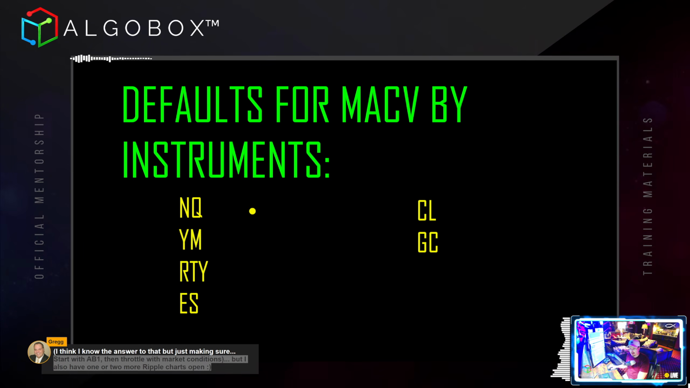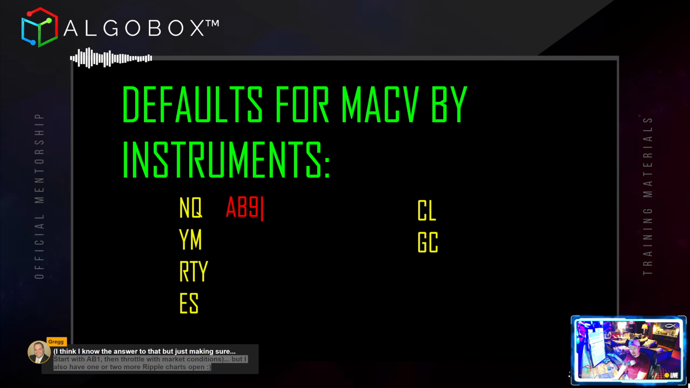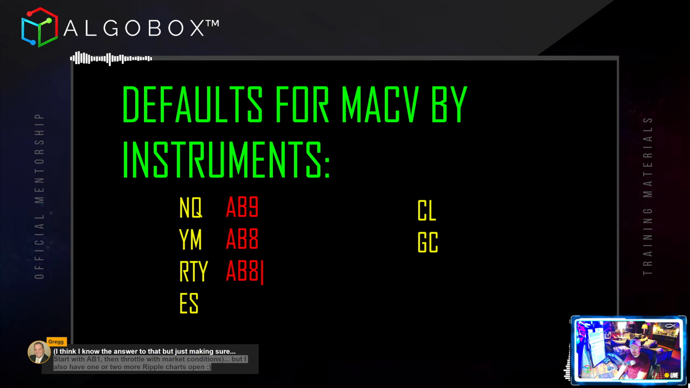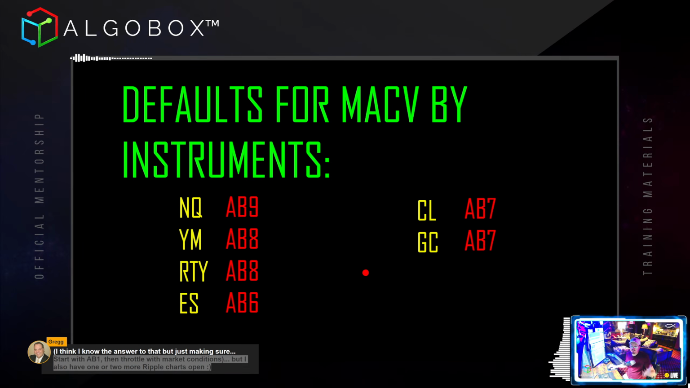Okay, so the MACV local. Remember we talked about local, what you're going to do on the chart itself that you're going to be looking at. You're going to adjust those. And these are already built in internally to the MACV Ultimate. They're already built in this way. So I'll tell you what these are here. So for NQ, this is going to be AB9s. This one's going to be AB8s. This one's also AB8. This one is AB6s. Crude oil, AB7.